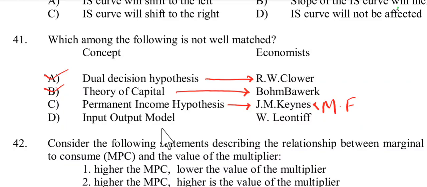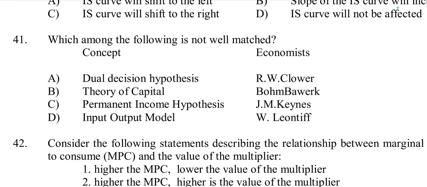Then the input output model, given by W.W. Leontief. Yes, this is right. So A, B and D are correct here. Only the permanent income hypothesis is not well matched. So the right option is option number C.